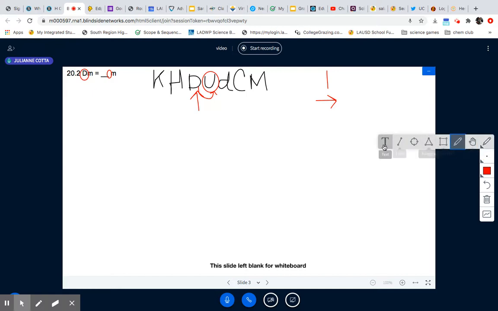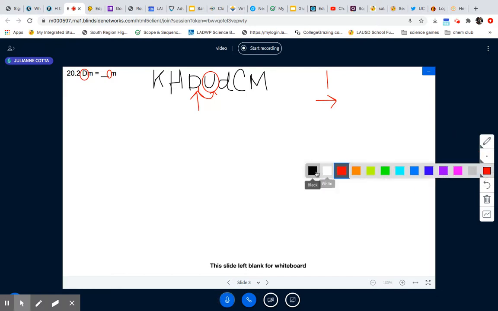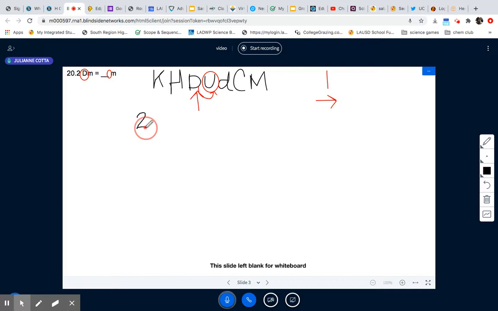So I'm going to take my original number, 20.2. We already have a decimal on this one. So 20.2, move one space to the right. Okay, so it's 202. So 20.2 decameters equals 202 meters. Okay, and that's my final answer. So I'm going to box it. And there's my answer. Make sure you have your units.